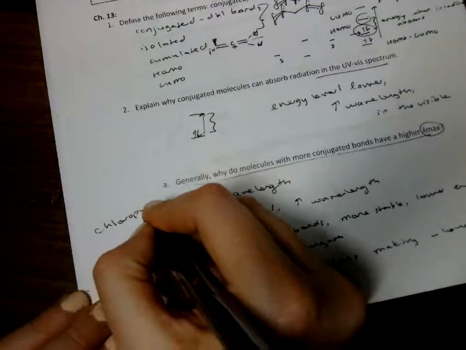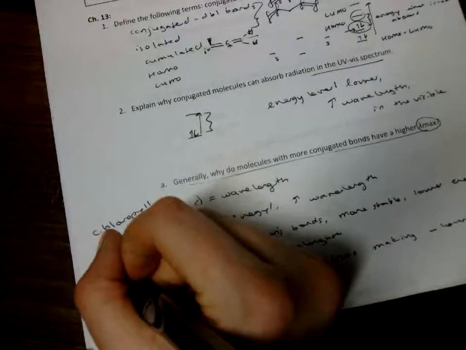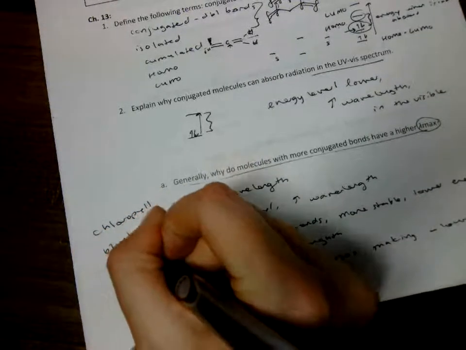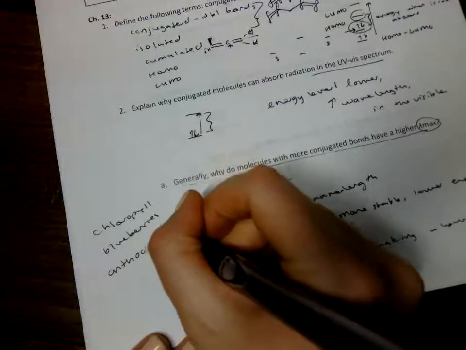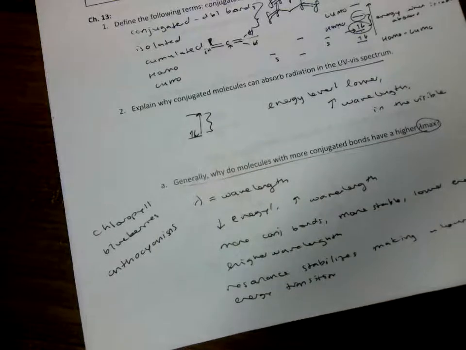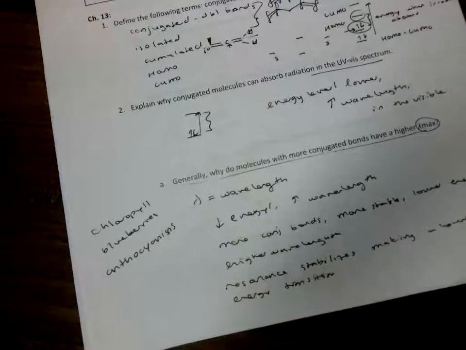So chlorophyll has highly conjugated systems. The things that make blueberries blue are highly conjugated. Chlorophyll is what makes plants green. Anthocyanins are the class of molecules that make trees red in the fall, as the chlorophyll fades away. So to be able to see anthocyanins, that's a highly conjugated molecule.